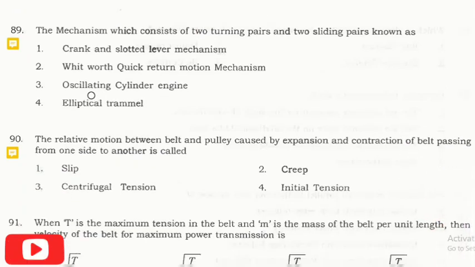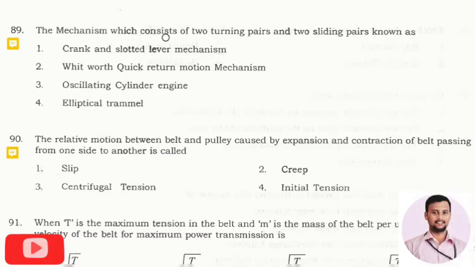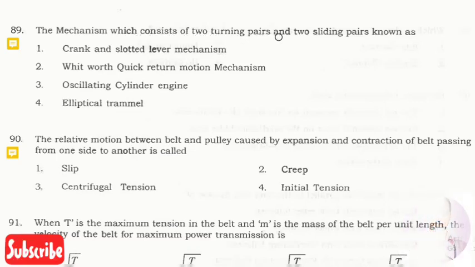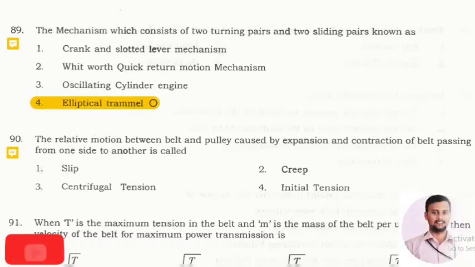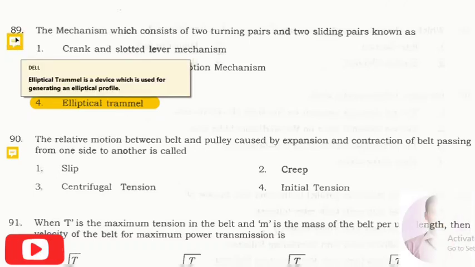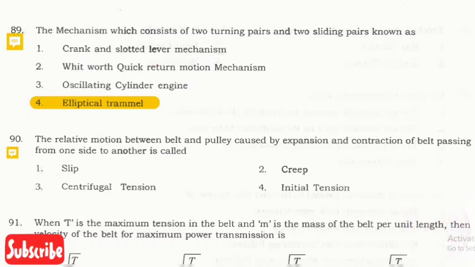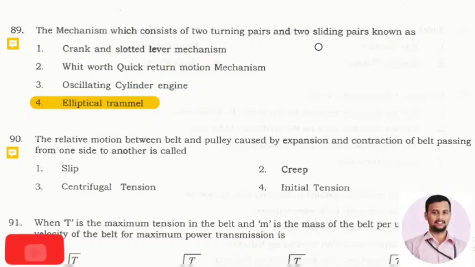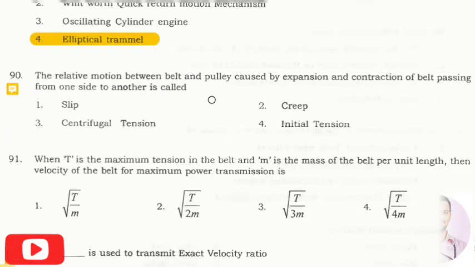The next question is, the mechanism which consists of two turning pairs and two sliding pairs is known as. And your right answer is option 4, that is elliptical trammel. So elliptical trammel is a device used to produce or generate an elliptical profile. So it consists of two turning pairs as well as two sliding pairs.